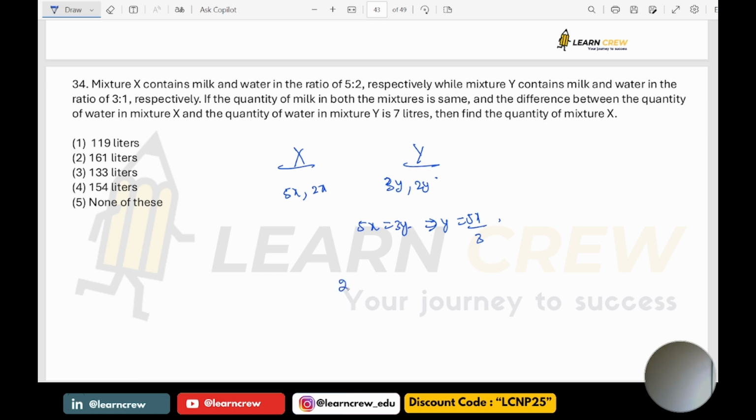And it is given that 2x minus y is equal to 7. So if I substitute here y is equal to 5x by 3, I will get x as 21. If x is 21, then the total mixture X would be how much? It would be 5x plus 2x, 7x. 7x would be 7 into 21, which is 147. So the answer is 147. So the answer is none of these.